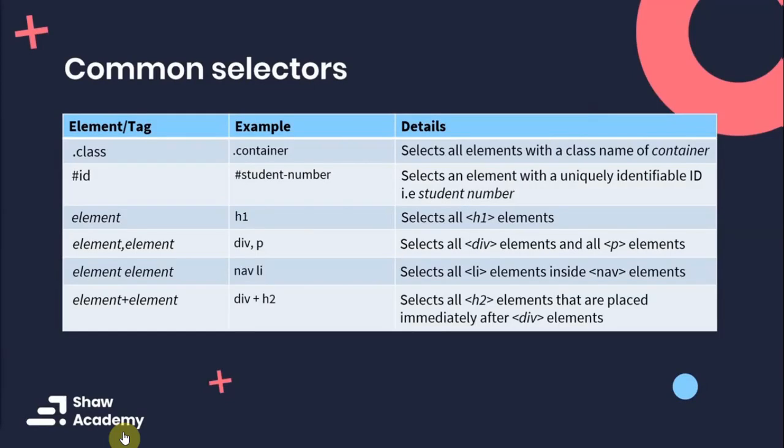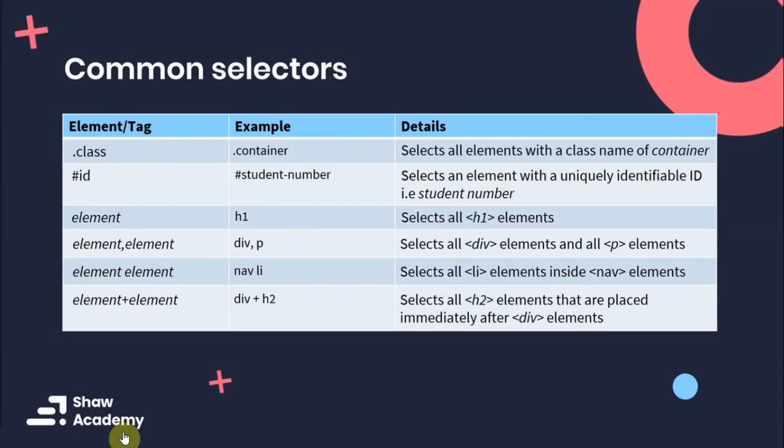Okay, and then we have element without the comma. And here we are saying take the navigation list. So we've got a nav and a list item. And we're saying selects all the list items inside of the navigation element. So we are not styling the navigation element. We are styling the list items inside the navigation element.